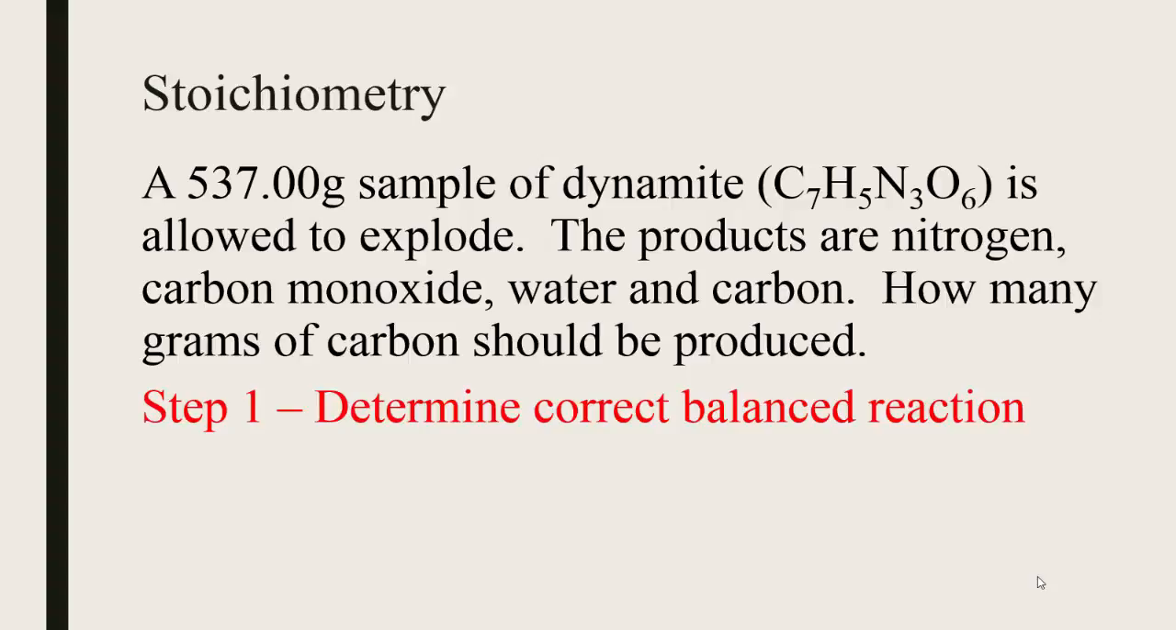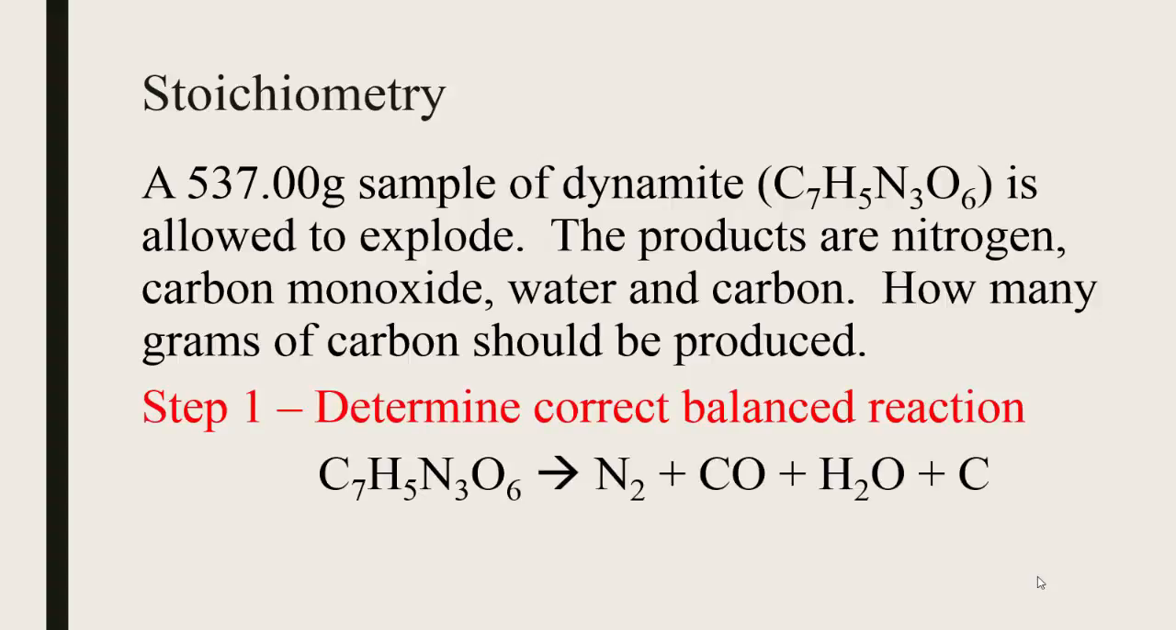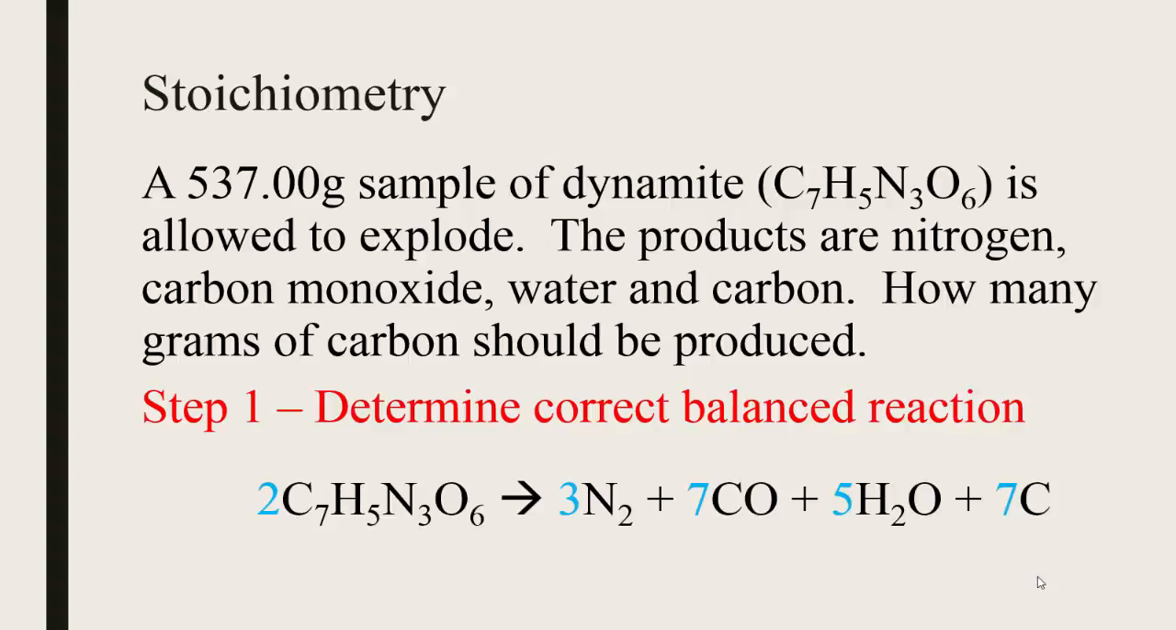So the first thing I do is determine the correct balanced reaction, and the trinitrotoluene becomes nitrogen, carbon monoxide, water, and carbon. Obviously not balanced. Do remember that nitrogen is a diatomic molecule, and so when balanced, it looks like this. I put the 537.00 above the formula for the trinitrotoluene, just to keep track of what's what.